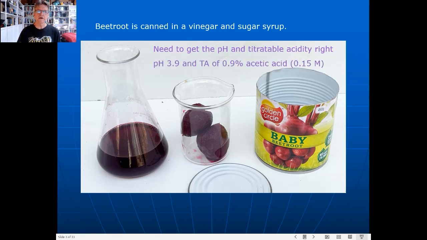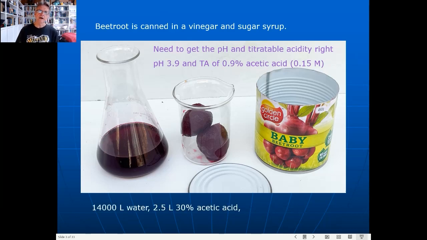Okay, so we were looking at basically a pH of around about 3.9 to 4. That would retard or stop the growth of various bacteria, and a titratable acidity of about 0.9% weight/volume as measured in terms of acetic acid. Now that works out to about 0.15 molar. So my job as a chemist was to monitor those two and adjust them if I was able to, and that's not always that easy.